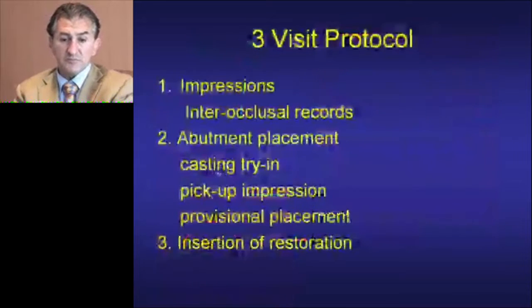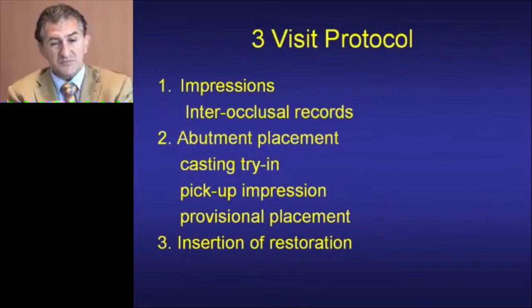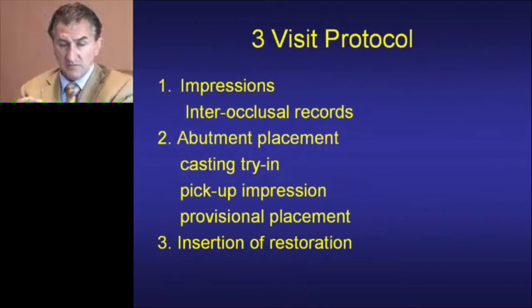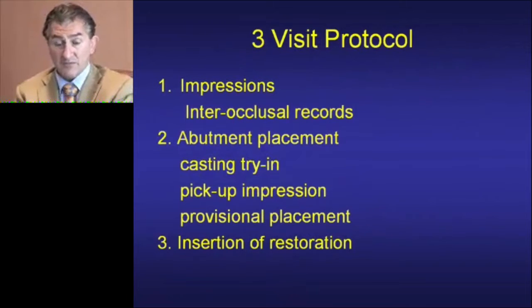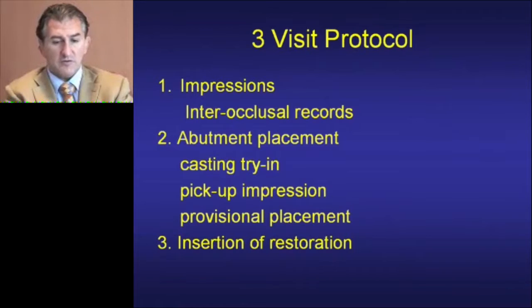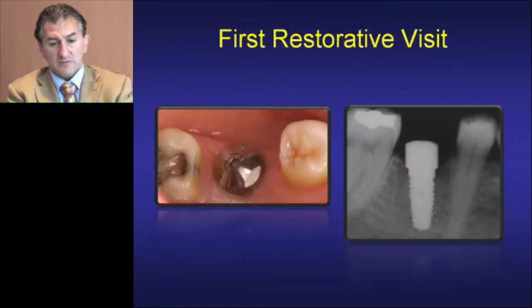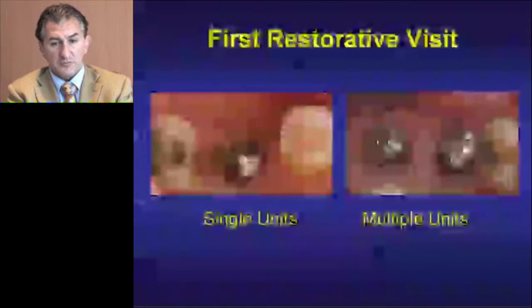We use a 3-visit protocol, and really the first visit, impressions and interocclusal records, is really a 15 to 20-minute visit. So we kind of call that half of a visit. So it's really a 2.5 visit protocol. But as you see how the cases progress, you'll see how the treatments are more efficient in this way. The first restorative visit will take a final impression, single unit or multiple unit.